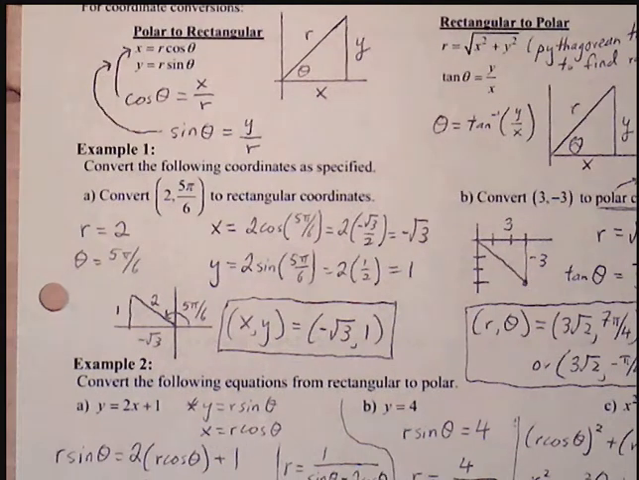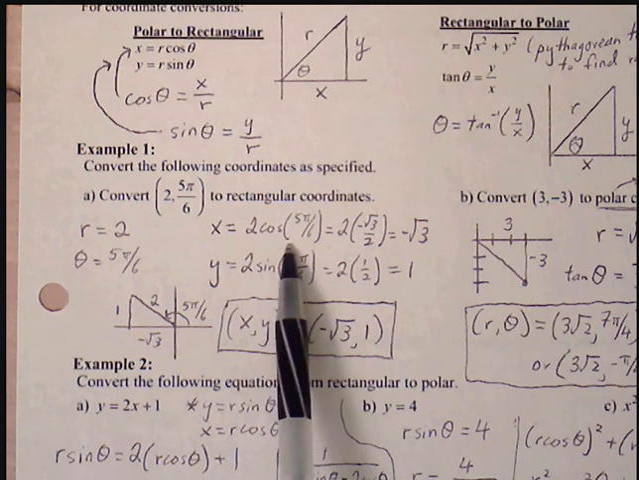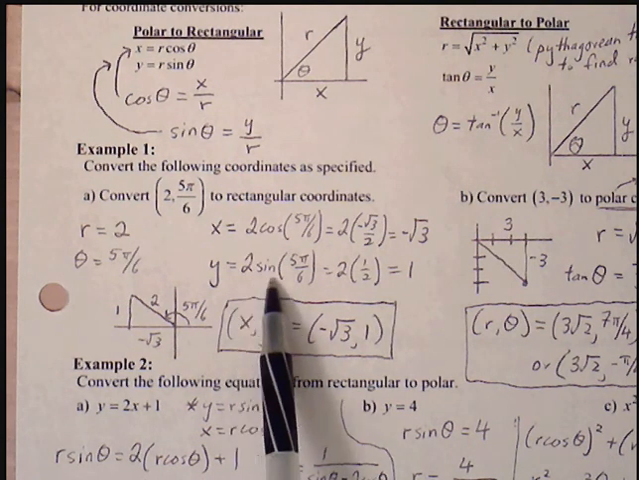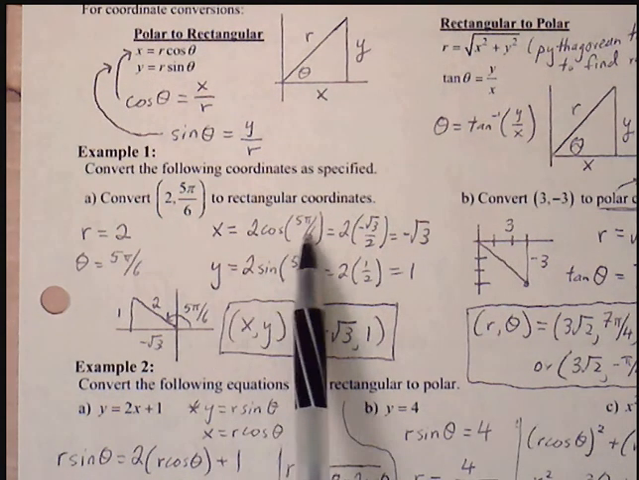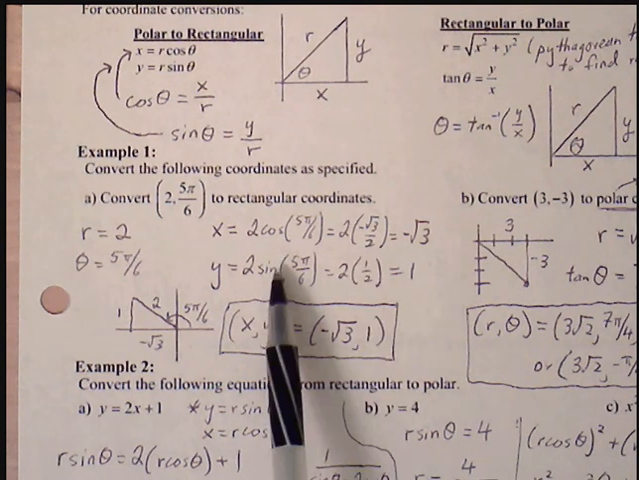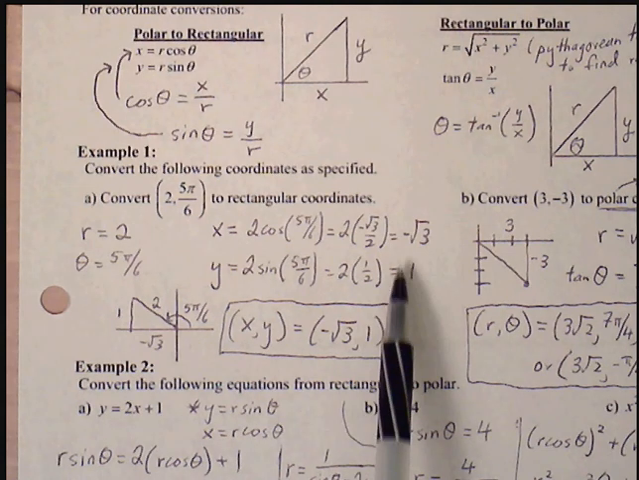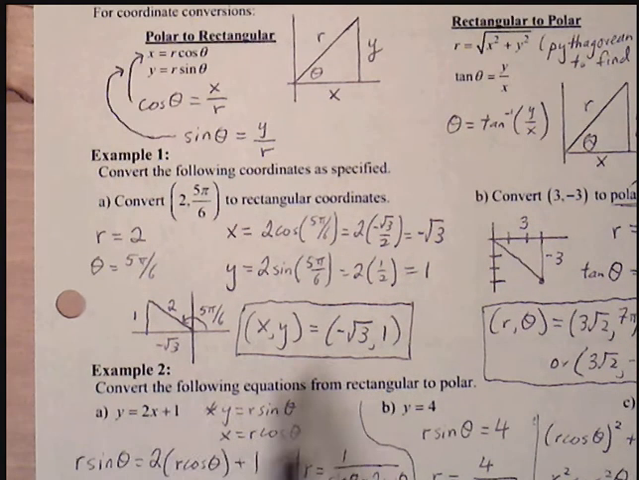Example 1, convert the following coordinate as specified. Convert 2, 5 pi over 6 to rectangular coordinates. Well, our conversion form is r cosine theta for x, and for y it is r sine of theta. So theta is 5 pi over 6, r is 2, so we plug those in. 5 pi over 6 for cosine will produce negative root 3 over 2. 5 pi over 6 for sine will produce 1/2. So we combine this to be negative root 3 and 1, so our x and y ordered pair will be negative root 3 and 1.